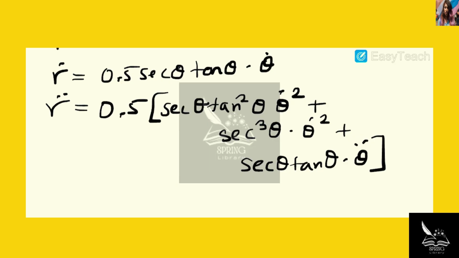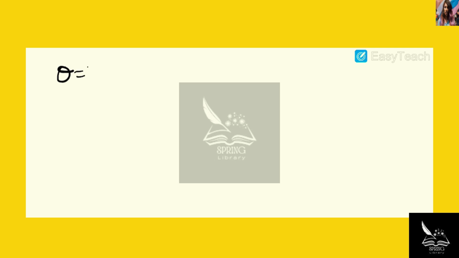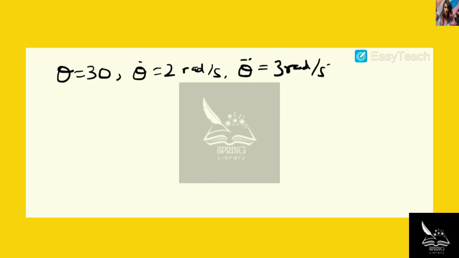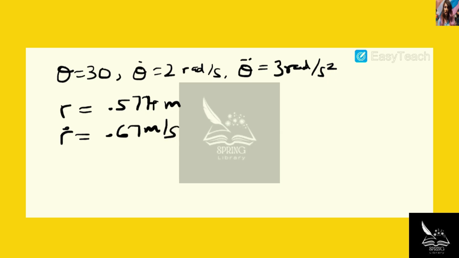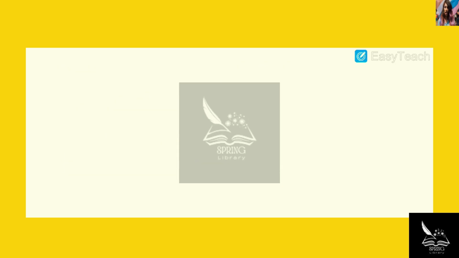Now, since we know that theta is equal to 30 degrees, we know that theta dot is equal to 2 radians per second, and we know that theta double dot is equal to 3 radians per second squared. We can go ahead and directly solve for r, r dot, and r double dot. We'll find that r is equal to 0.774 meters. R dot is equal to 0.67 meters per second, and r double dot is equal to 4.85 meters per second squared. Using these pieces of information, we can solve for a_r.